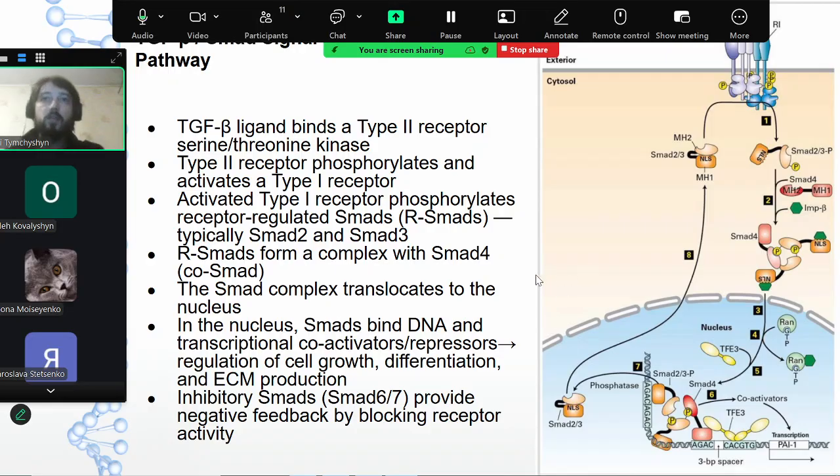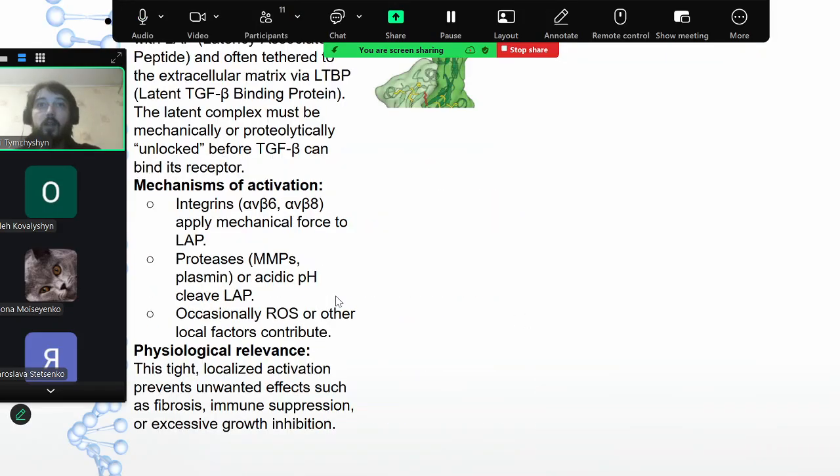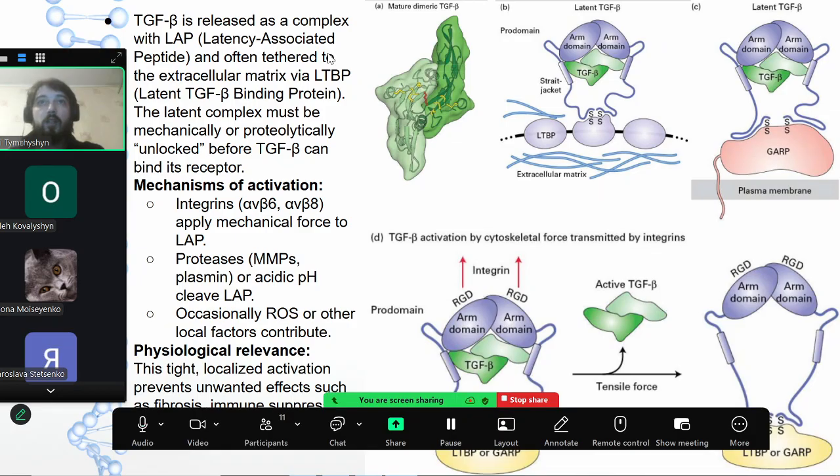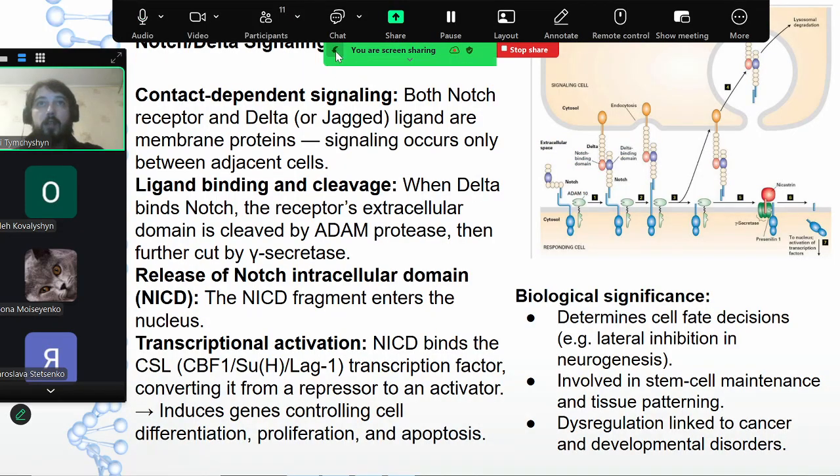So our SMADs form a complex with SMAD4. The SMAD complex translocates to the nucleus. In the nucleus, SMADs bind DNA and transcriptional co-activational or co-repressional factors, and that regulates cell growth or differentiation or ECM production. So whatever. So here you see all that system. So how do they bind each other and activate the transcription, for example. Here are some more nice pictures of that, so I'm not going into the details.